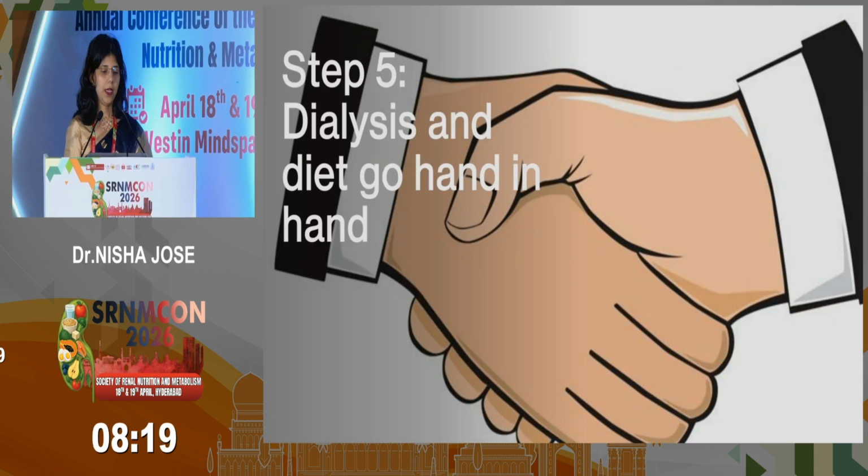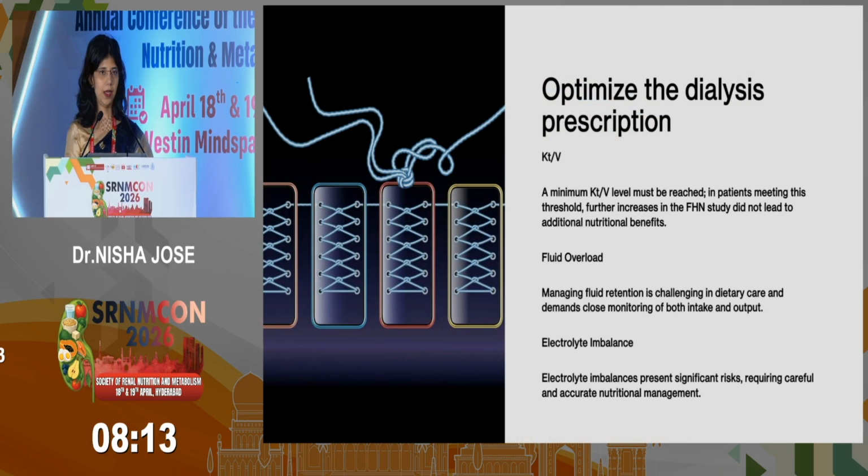Step 5 is dialysis and diet. They always go hand in hand in any dialysis patient. We always like to have our Kt/V targets 1.2 to 1.4 per session in hemodialysis, 1.7 in PD. Going above this generally does not help the patient. If your patient is not volume overloaded, the Kt/V targets are met, and there is no electrolyte imbalance, it is unlikely that increasing the dialysis in this patient is going to benefit.